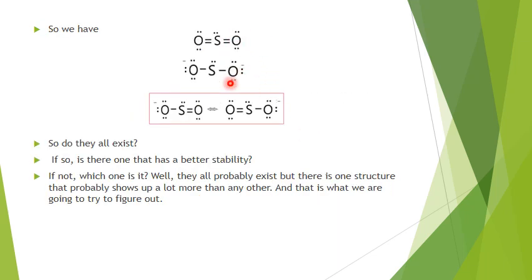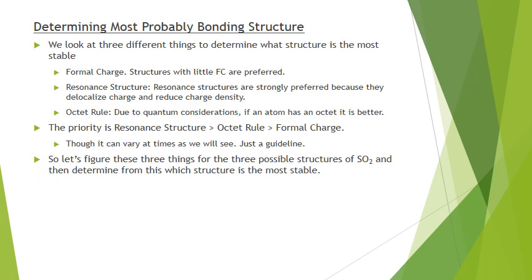So we have these 3. Do they all exist? If so, is there one that's more stable? If not, which one is it? That's what we want to figure out: which one is the best, or which one exists. So what we're going to do is determine the most probable bonding structure. We look at 3 different things to determine what structure is most stable.